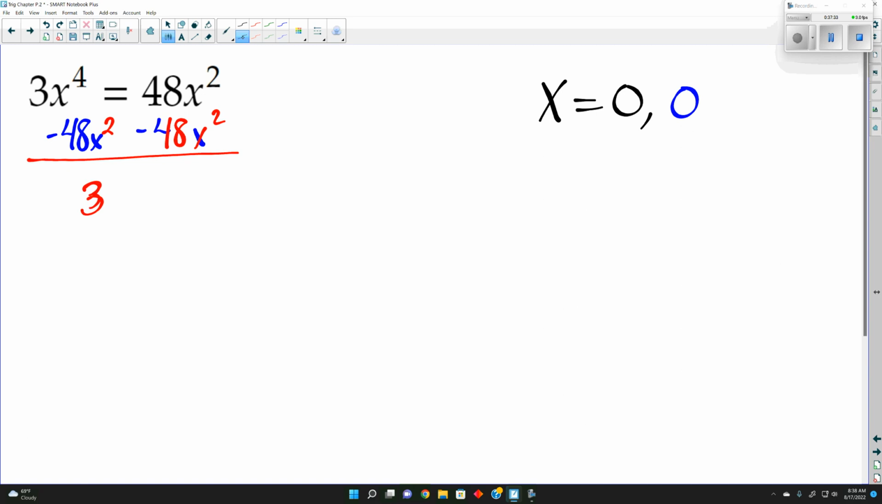So let's erase that. So we'd have 3x to the fourth minus 48x squared is equal to 0. Now, it is possible to use the quadratic formula on this, but we would have to most likely use U substitution and go from there. But there is a greatest common factor between these two terms. And one of them is x squared.